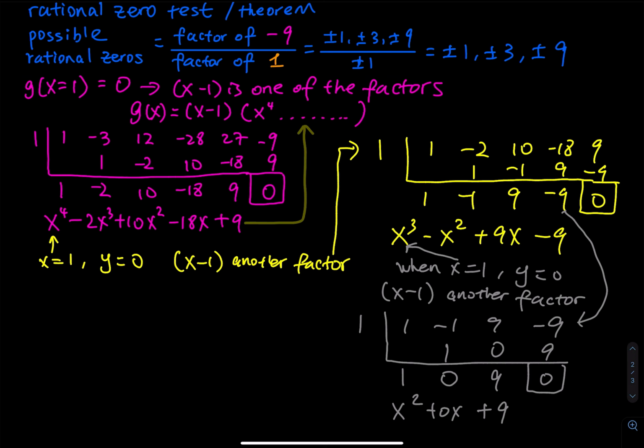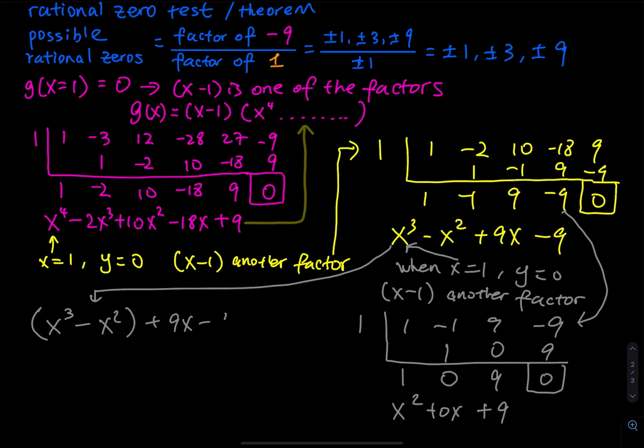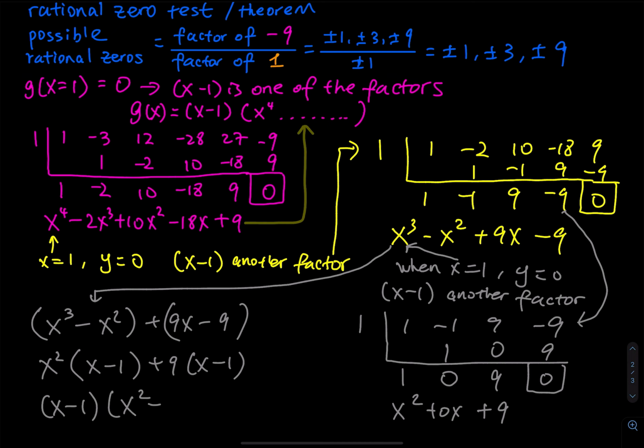So if you don't want to do another synthetic division, here is another way to do it. You can do factor by grouping. So x to the third minus x squared plus 9x minus 9. You can take the x squared out. These are all long problems. So x minus 1, and then you plus 9, and then you have another x minus 1, and then you pull the x minus 1 out, and then you have x squared plus 9.